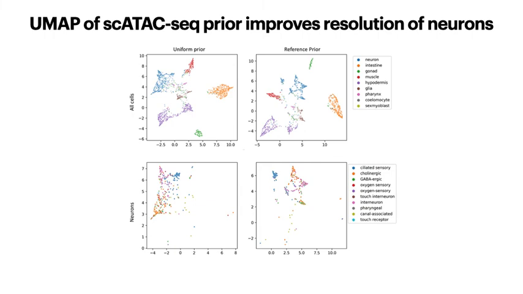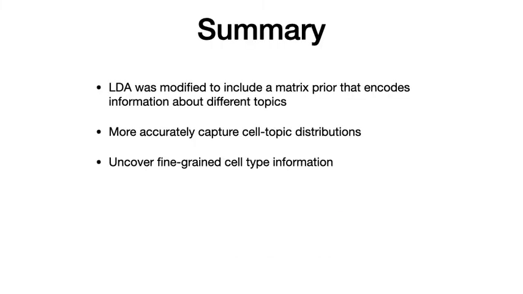Finally, we look at UMAPs of these data, both with a uniform prior and a reference prior, and we see that there is some additional substructure that comes out using our reference prior. In particular, on the bottom panel, we see that some of the neurons are better separated. So in summary, we modified the LDA algorithm to include a matrix prior that includes information about different topics, and we were able to more accurately capture cell topic distributions and uncover fine-grained cell type information. Thanks for listening.